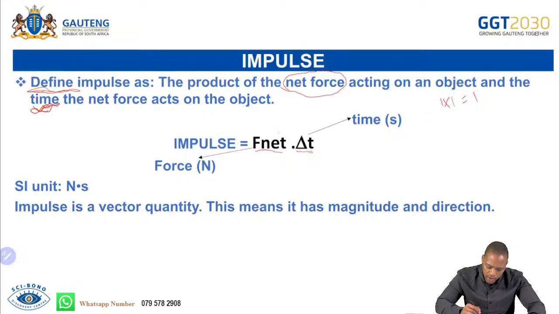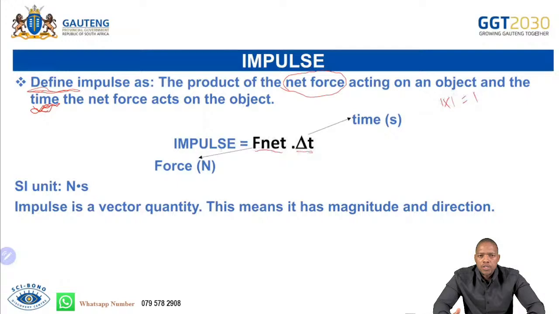Hence, we are saying if I multiply the net force with the change in time, what I get is the product. It's the product of what? It's the product of the net force acting on an object and the time that the net force acts on an object. So mathematically, it is represented by the formula impulse is equal to F net delta t, where F net, as we have seen from the previous lesson, represents the force.